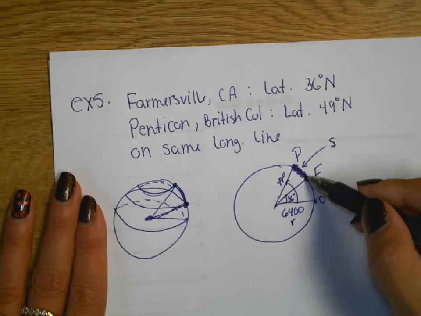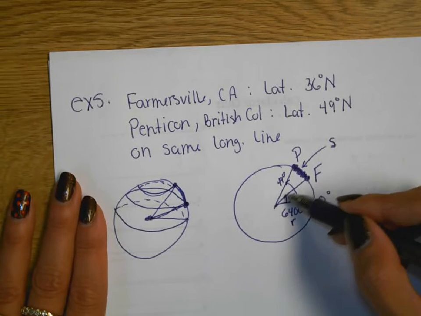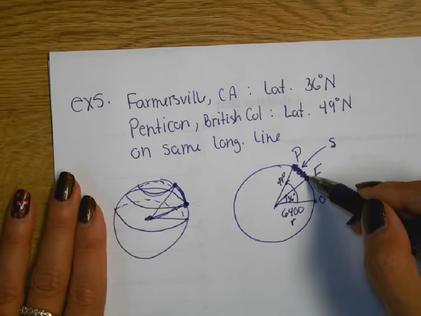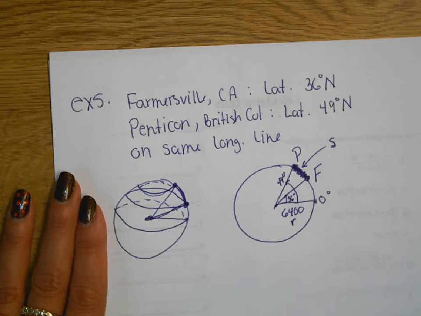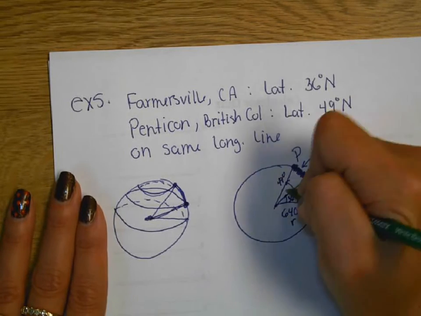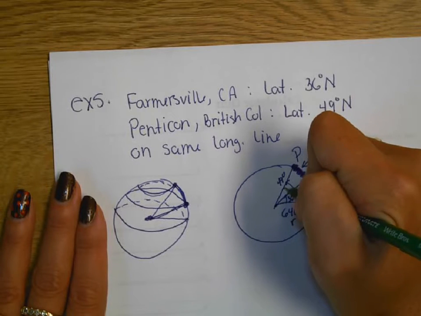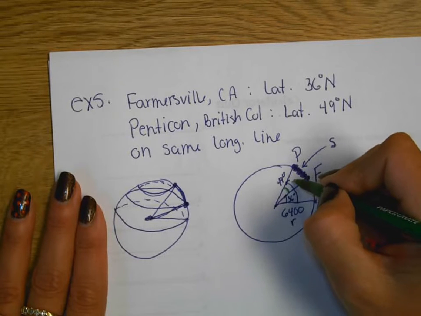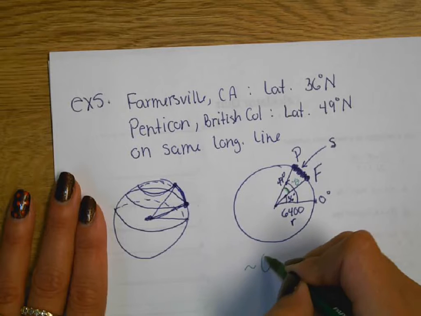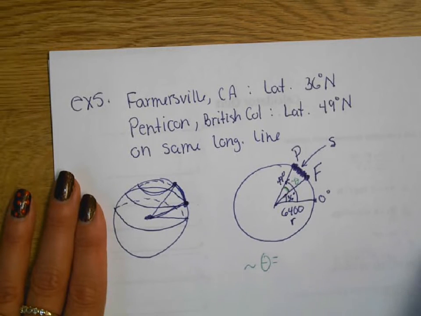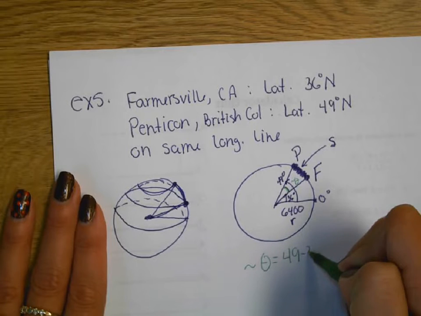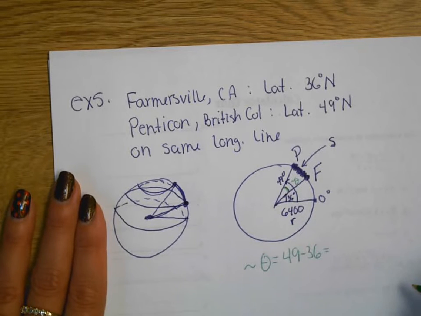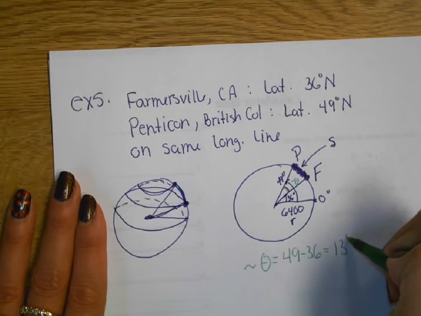What else do I know about this piece of pie here, I guess? The inside angle is 13 degrees. It would be 49 minus 36. I only want the angle between these two towns. I want this angle here. And how do I get that angle? It's almost theta. How'd you get it? 49 minus 36. So the angle between the two towns is 13 degrees.